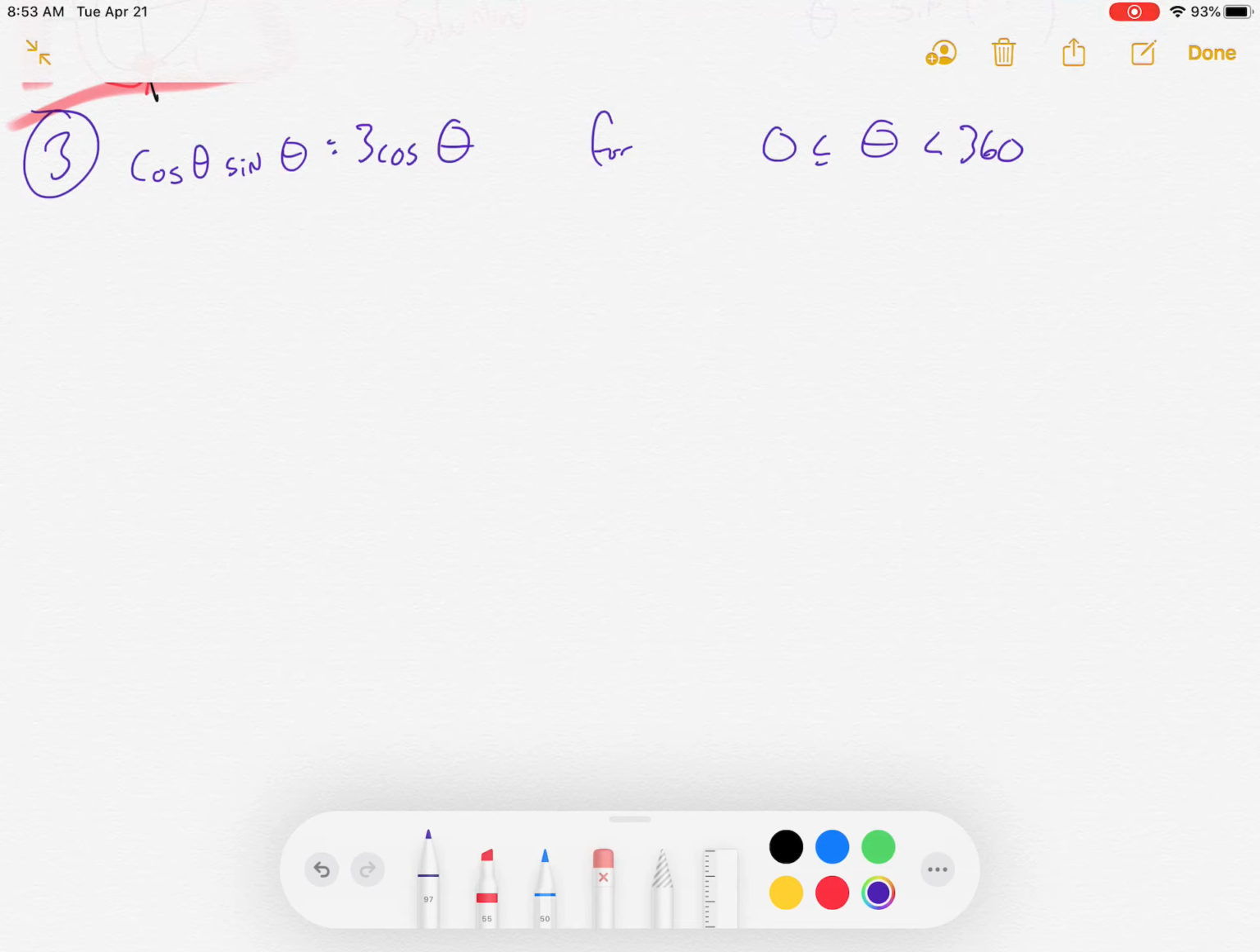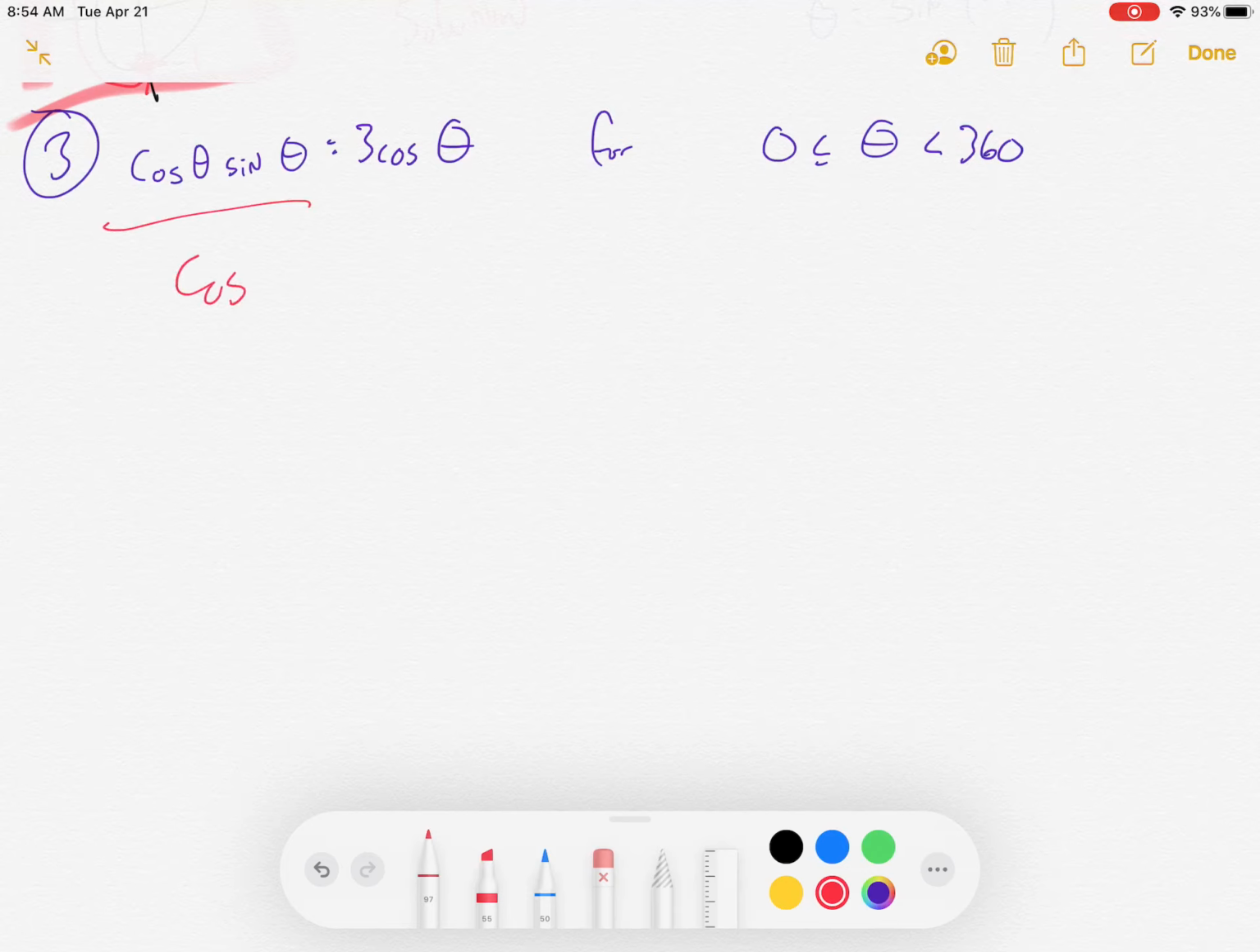On to number 3. This one says cosine of theta times sine of theta equals 3 cosine of theta, for theta between 0 and 360. This is kind of goofy, right? Because we have cosines and sines here. Before, we just had all cosines or all sines.